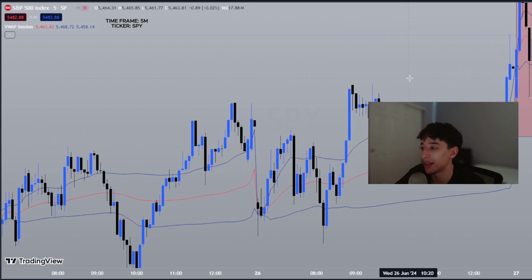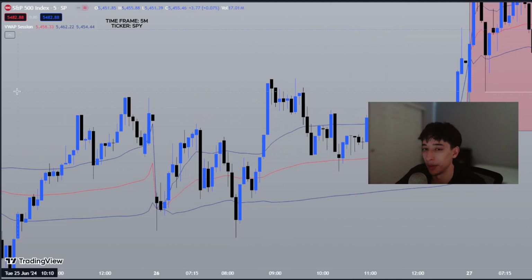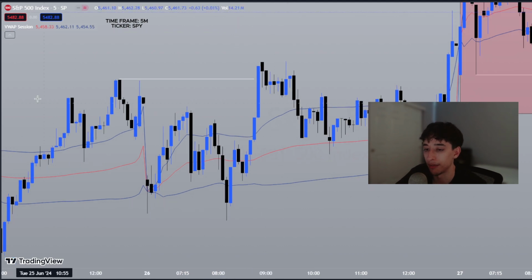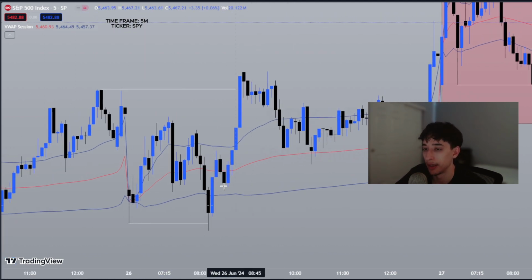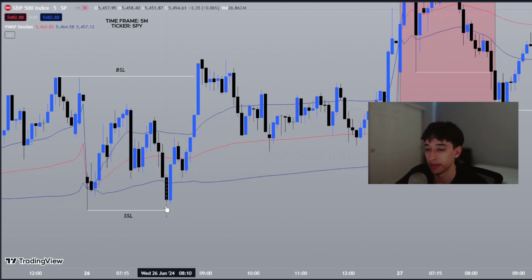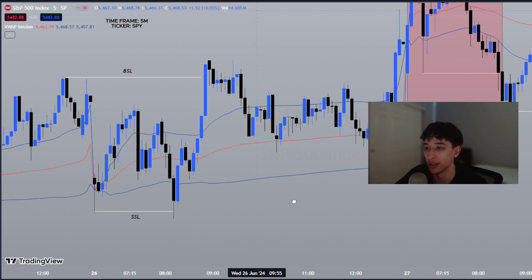Now I'm going to do the same exact thing for the previous day. We have our buy side liquidity here. We have our sell side liquidity here. And I'm going to mark that in once again. So we have BSL, and then we have sell side liquidity. And this is a sweep of sell side before 8:30 a.m. So we're not going to take any trades off of that.